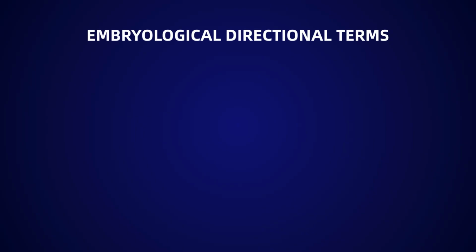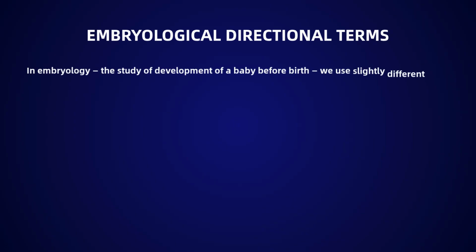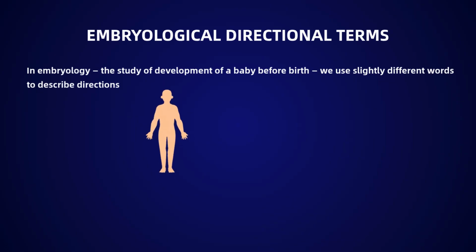Now let's talk about embryological directional terms. Up until now, we only talked about the adult directional terms. Now, in embryology, which is the study of development of a baby before birth, we use slightly different words to describe directions because in early stages, the embryo does not stand upright like an adult. The anatomical position is not possible for the baby. So we invent different directional terms for embryology.